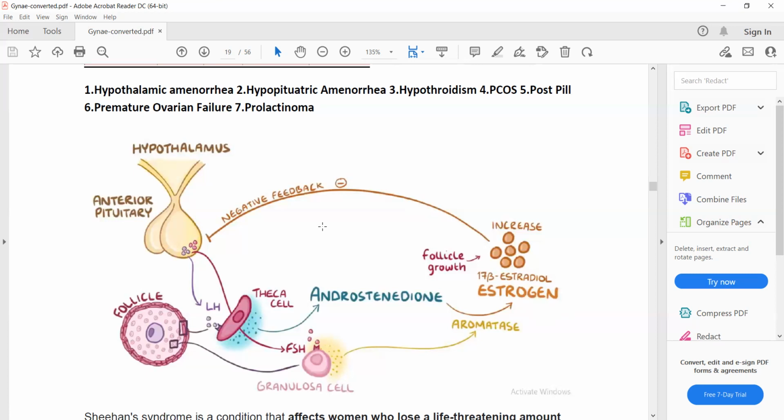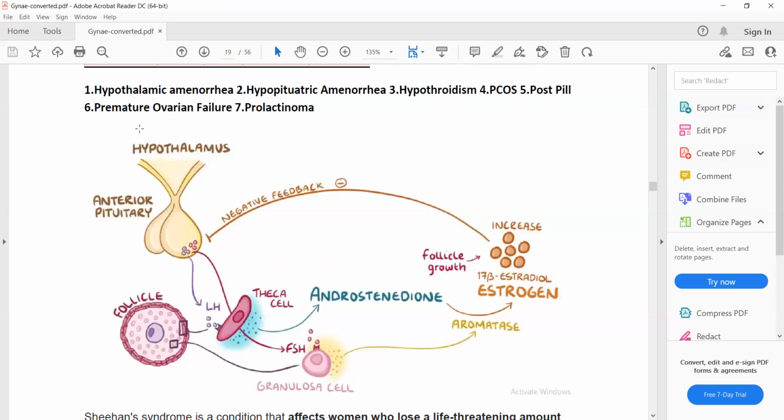So remember this axis: hypothalamus, pituitary, and ovarian axis. The hypothalamus releases GnRH, which stimulates the pituitary to release LH and FSH. LH and FSH then stimulate the ovary to produce estrogen. Then this estrogen exerts a negative feedback mechanism on the pituitary to decrease the production of LH and FSH.